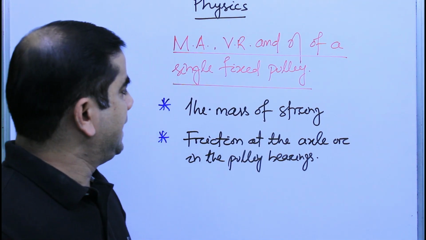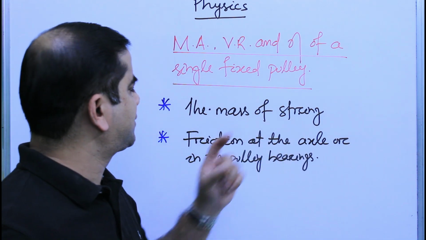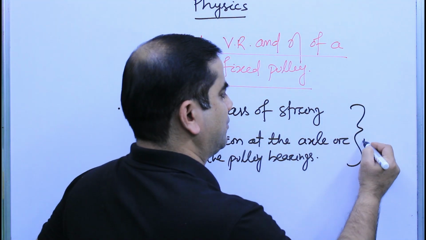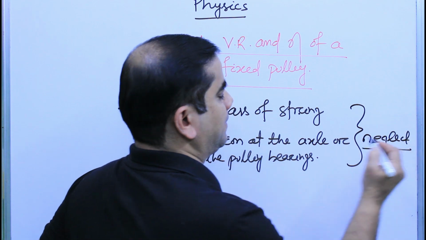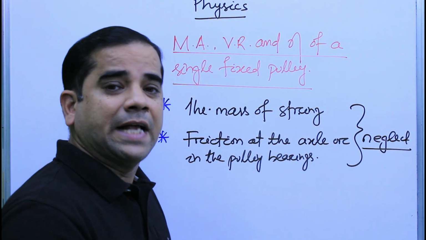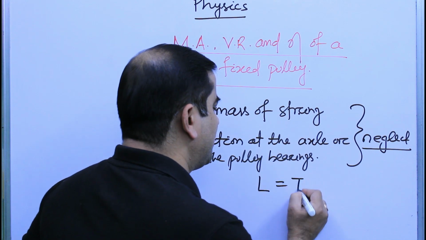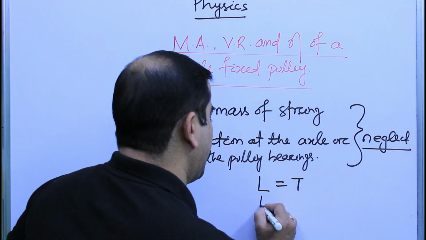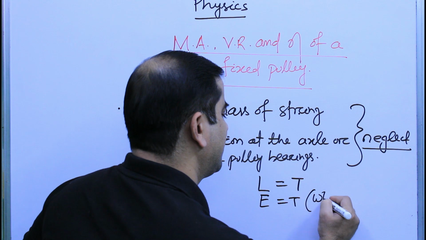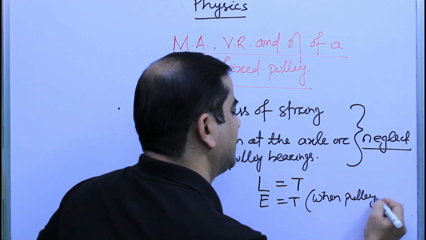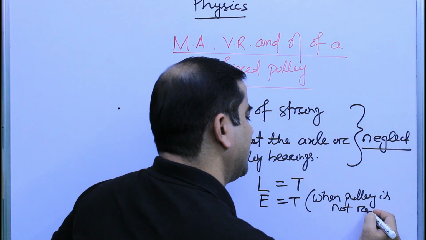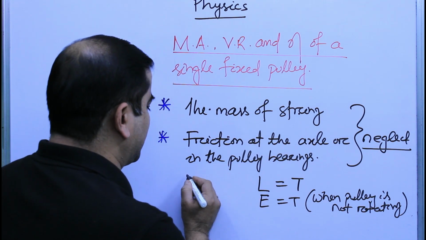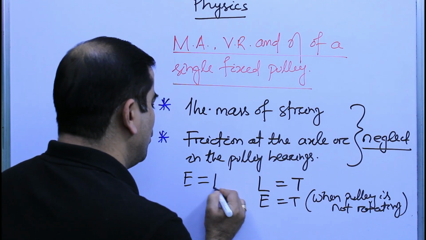If we neglect the mass of string and friction at the axle or in the pulley bearings, then in ideal condition the load is equal to tension. And when the pulley is not rotating, then effort is equal to tension. So from these two equations we can come to the conclusion that effort will be equal to load.